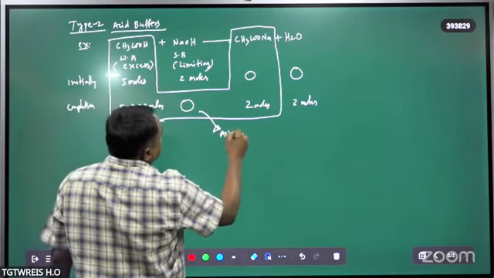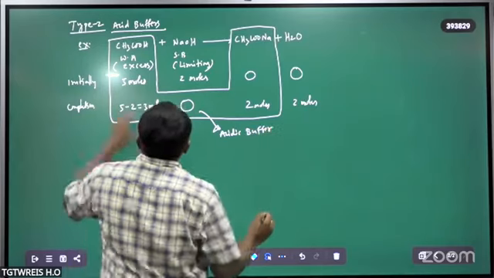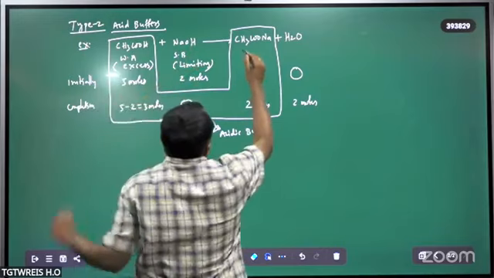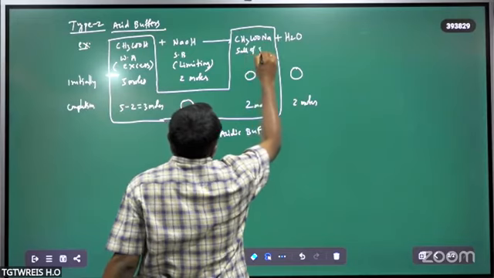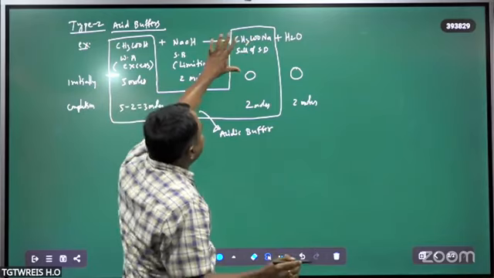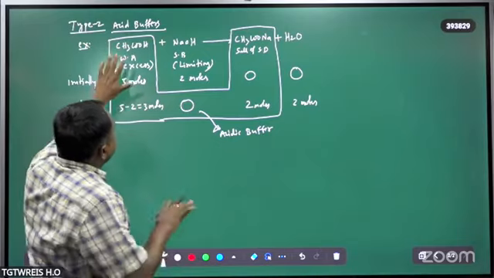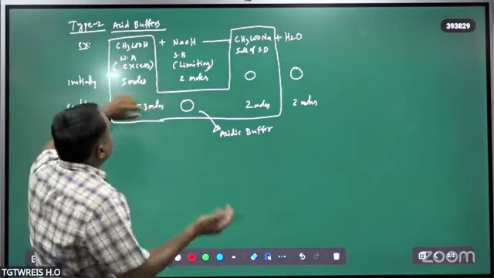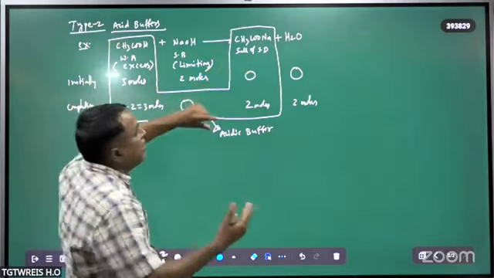So what kind of buffer is this? This is the acidic buffer. An acidic buffer is a mixture of a weak acid and its salt of a strong base, CH3COONa. So this is the indirect method for the formation of buffer solutions, but the direct method is by combining acetic acid and CH3COONa, which gives the buffer directly.